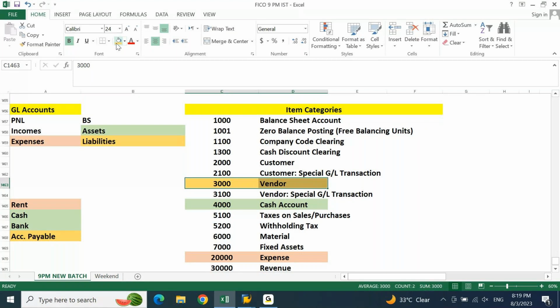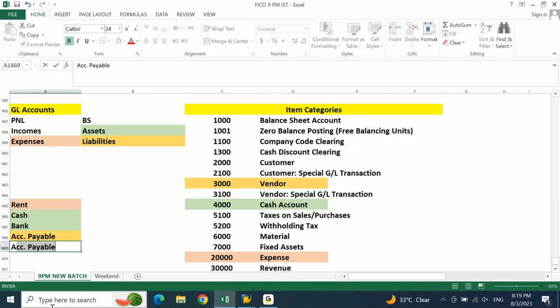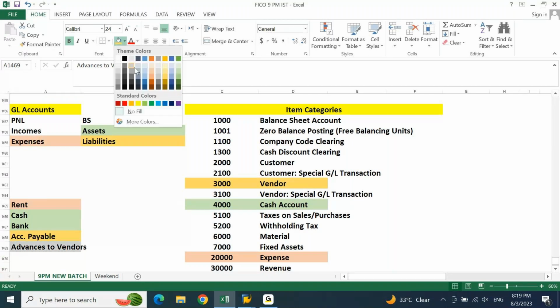So what I will do, I will be mapping my accounts payable GLs under vendor account. Below vendor account, you have one more thing called vendor special GL transaction. When I talk about accounts payable, I may also talk about advances to vendor. Right? This is also possible. You will be giving advances to your suppliers. When I'm giving advance to vendor, let's say this is a different category. This is a different business scenario.